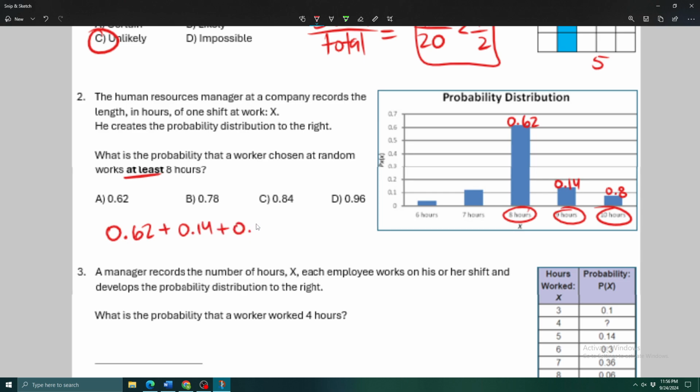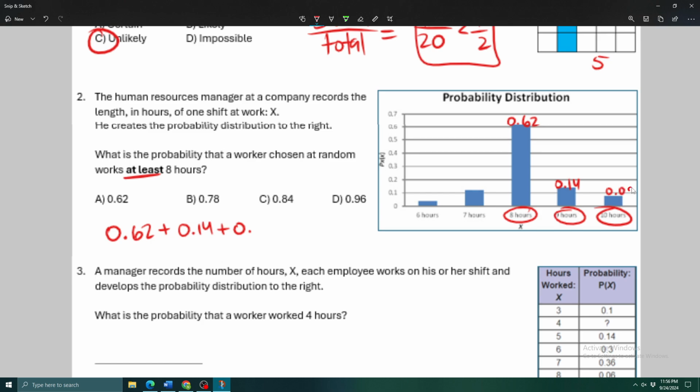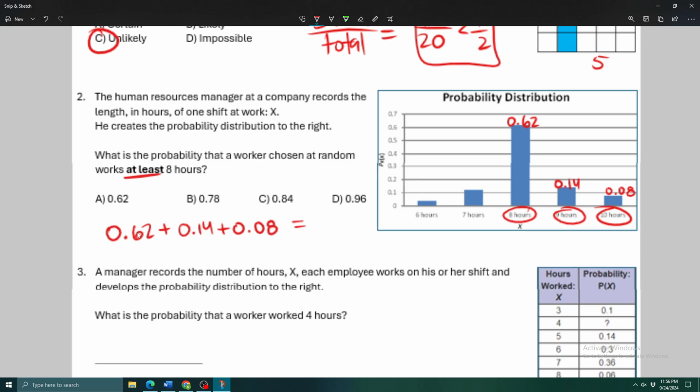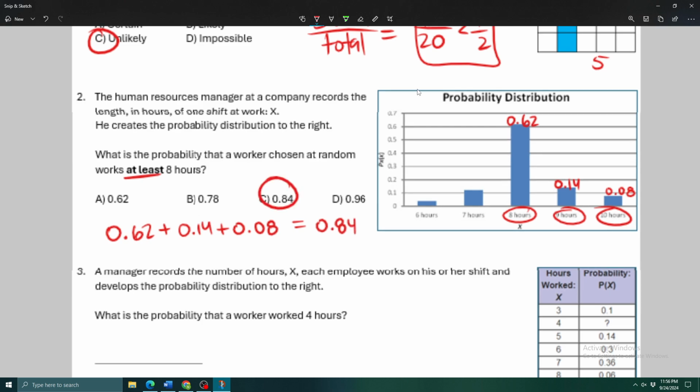Plus 0.8, not 0.8, 0.08. Plus 0.08. Well, 8 plus 62 is 70. 70 plus 0.14 gives us 0.84. So I'll say C. I actually didn't know the answer to that one.